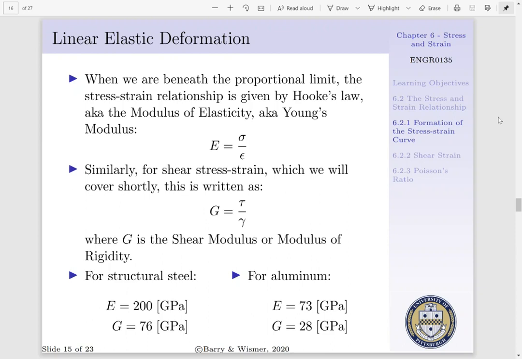Now, each material is going to have a unique modulus of elasticity and a unique shear modulus. You have to look this up for the material. The alloy, as well as the manufacturing process, changes the material property.